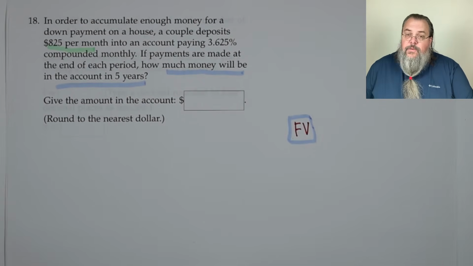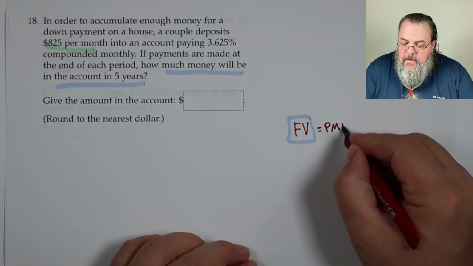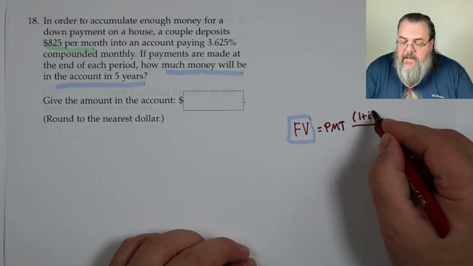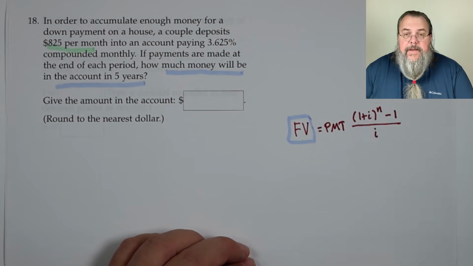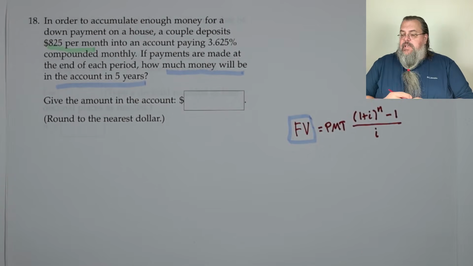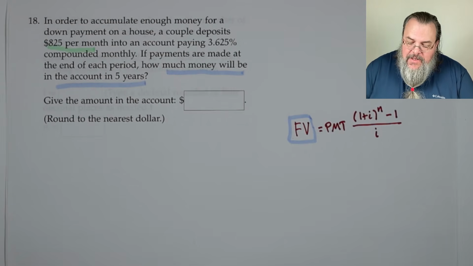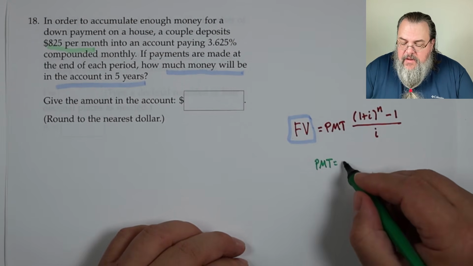What is it? Well, it's our payment times, then there's this fraction, 1 plus i to the power n minus 1 over i. Okay. Now, we should remind ourselves, what do these things represent? So this payment, PMT, is the payment per period.